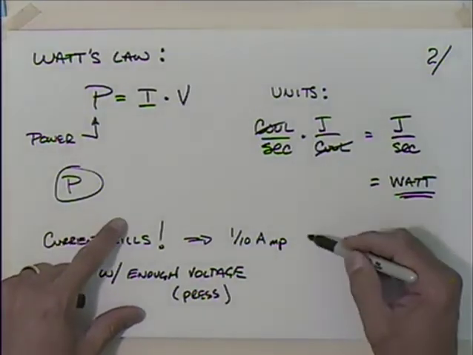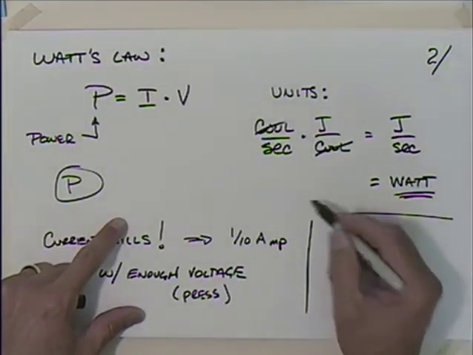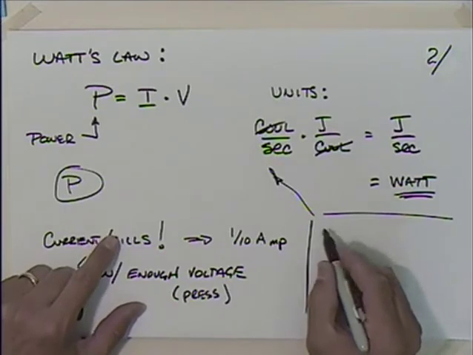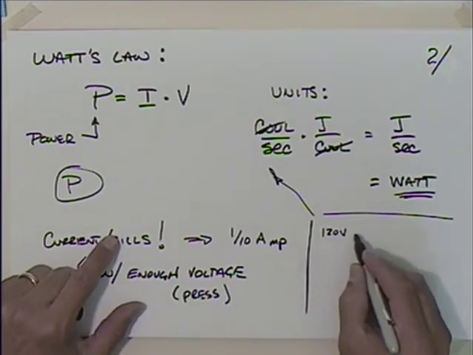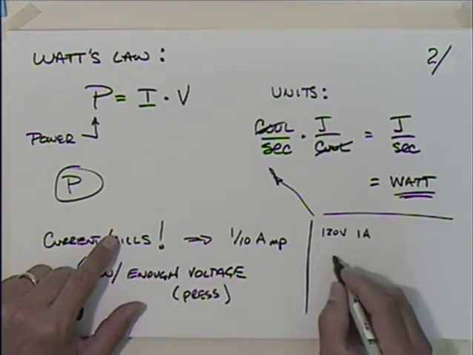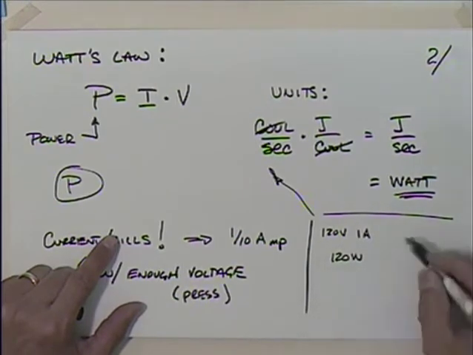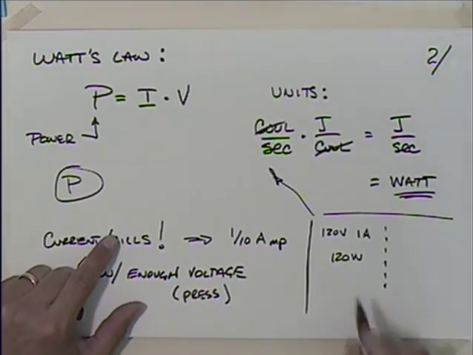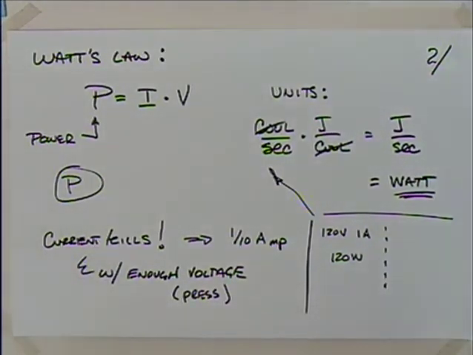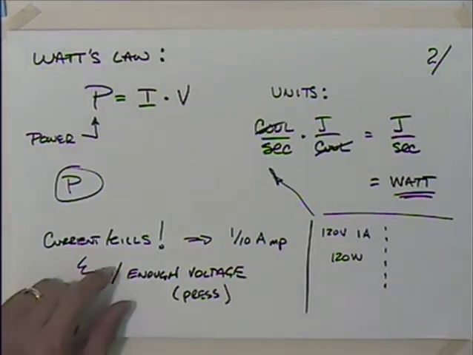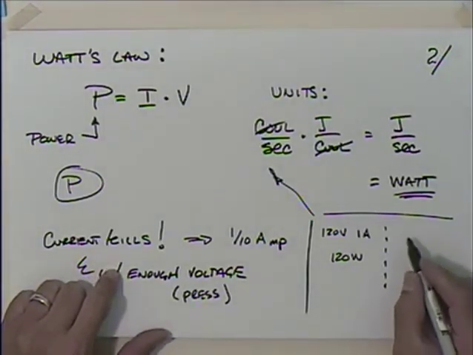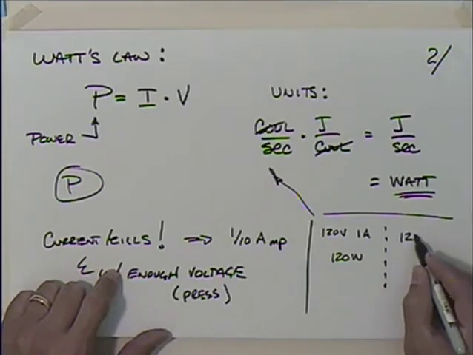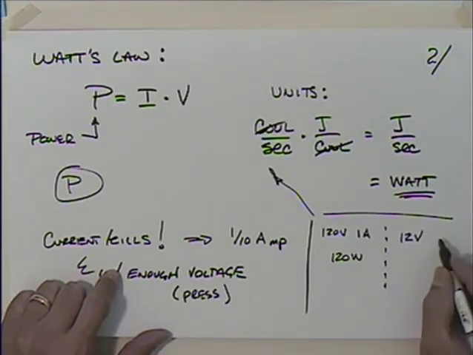If we look at a situation, we'll relate this back to this. If we're running at 120 volts and 1 amp, that's 120 watts, isn't it? We could go get a light bulb, plug it into 120 volts at 1 amp, get a lot of light out of that and do some good things with that. Or if we were to run it at 12 volts, we would need 10 amps to get that 120 watts.